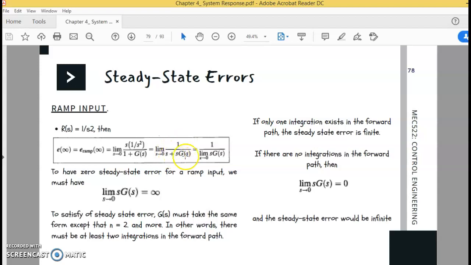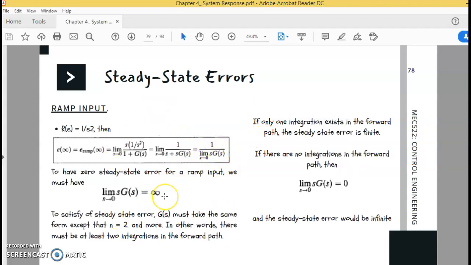Okay, 1 divided by S plus SGS. So you put this one 0, and lastly you can get 1 over limit S approaches 0 SGS. Okay, so this one limit ni, SGS is a KV, constant velocity. Okay, so for the ramp input, if n equal to 2 and more, so the limit here will be infinity. So 1 divided by infinity equals 0.